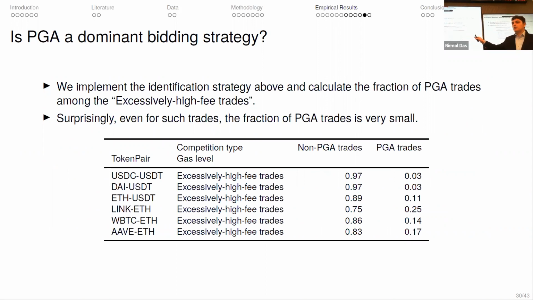According to this identification strategy for priority gas auction trades versus none, we have counted the fraction of trades between two consecutive blocks where there has been a priority gas auction versus the ones where there has not been. And we actually see that the fraction of trades with excessively high fees, for which the competition takes the form of a priority gas auction, is really small, between 3% and 7%. So the vast majority of trades, competition is not happening through a priority gas auction.